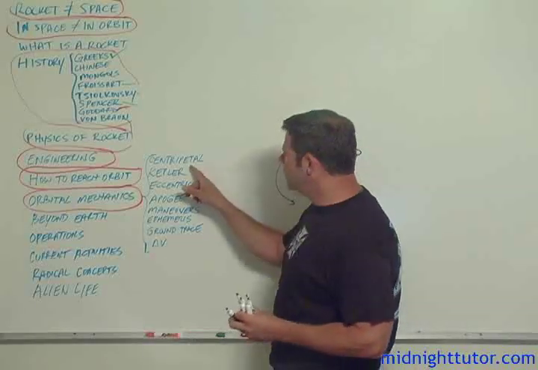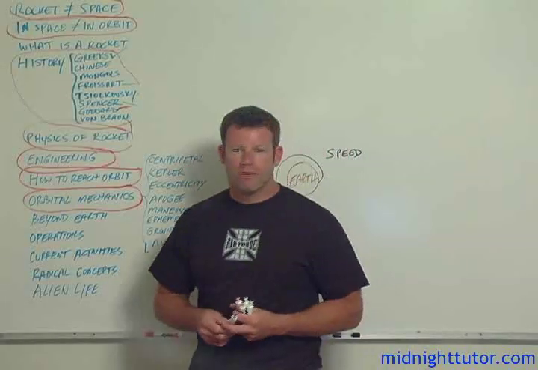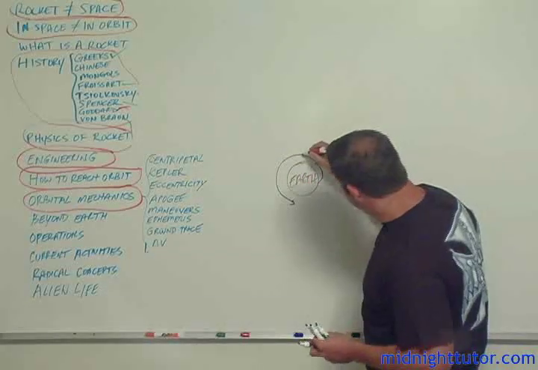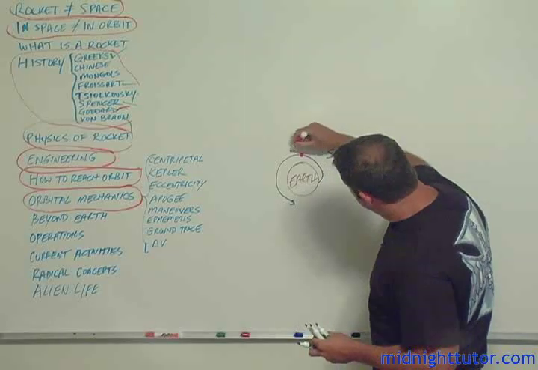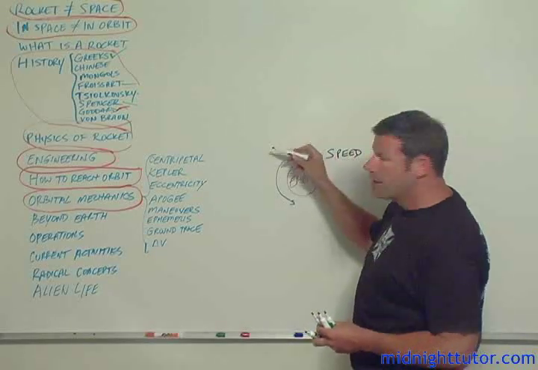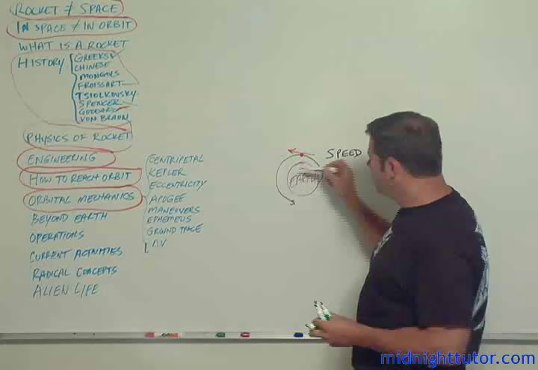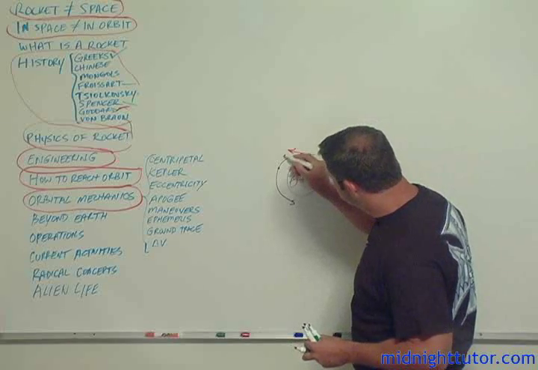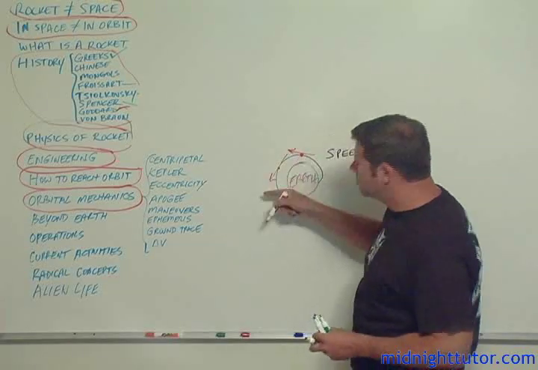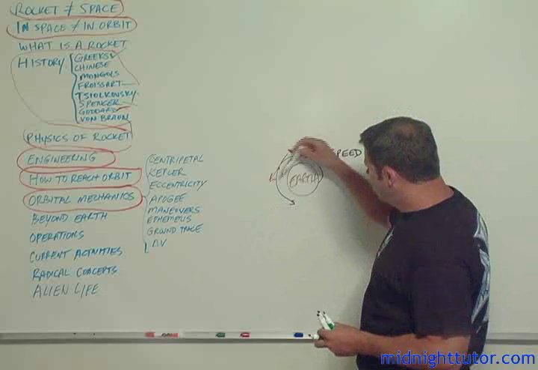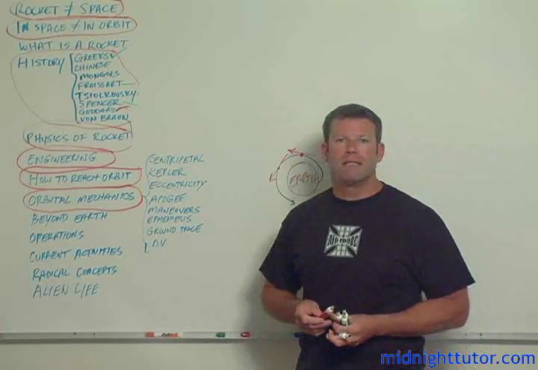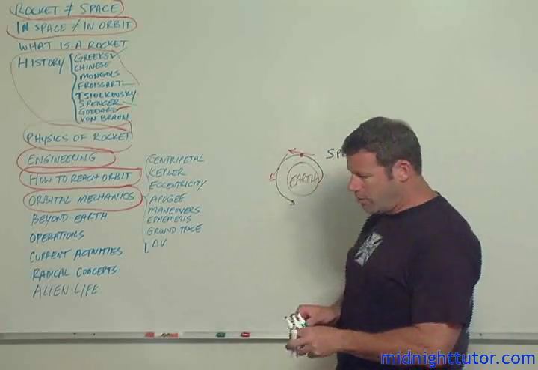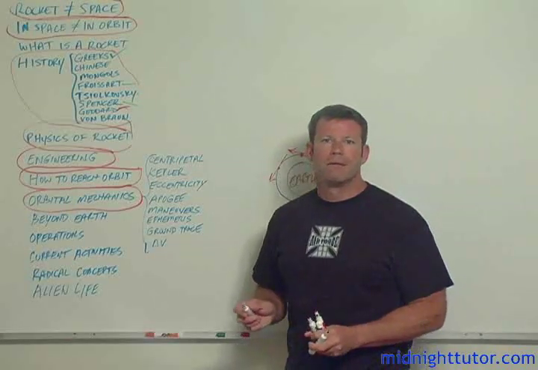So the first thing let's talk about is centripetal force. Let's look at our little diagram here. At one moment, our spacecraft is here and it's going tangential to this circular orbit. At another time, further along, it's going in this direction. Now the speed is always the same, but is the velocity the same? No, the velocity is different. And why is that? Because there's a force acting on the object.